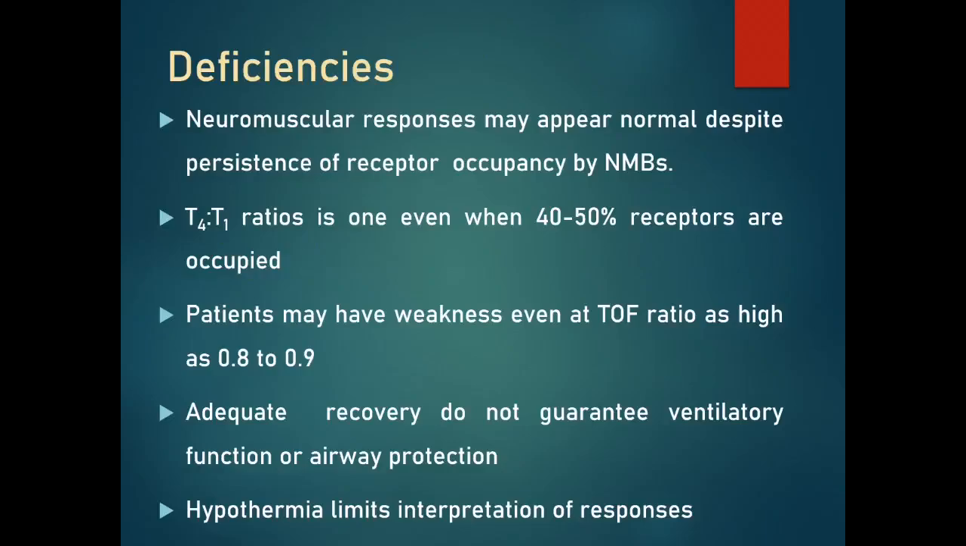Speaking about all the advantages of neuromuscular monitoring, there are a few deficiencies in these monitors. A few of them can be enumerated. Number one, neuromuscular responses may appear normal despite the persistence of receptor occupancy by non-depolarizing muscle relaxants. The T4 to T1 ratio is seen to be 1 even when 40 to 50% of receptors are still occupied by these non-depolarizers. The patient may have weakness even at a train of four ratio as high as 0.8 to 0.9.